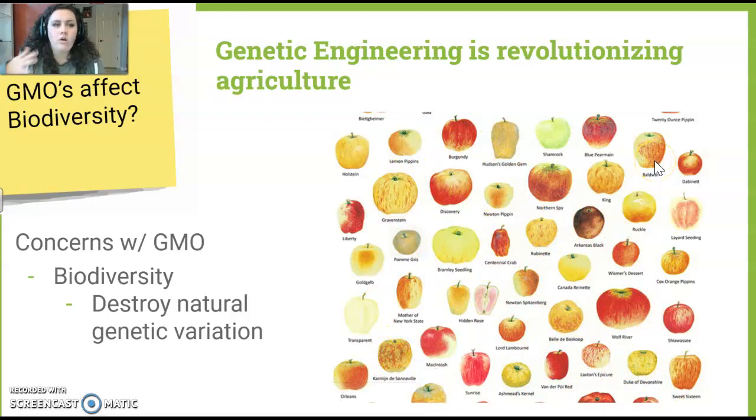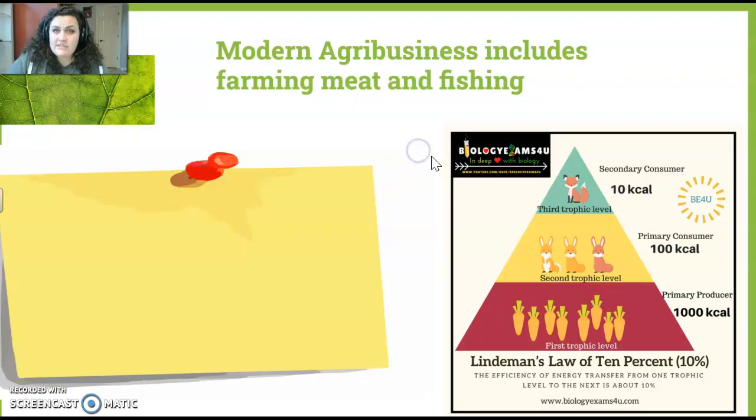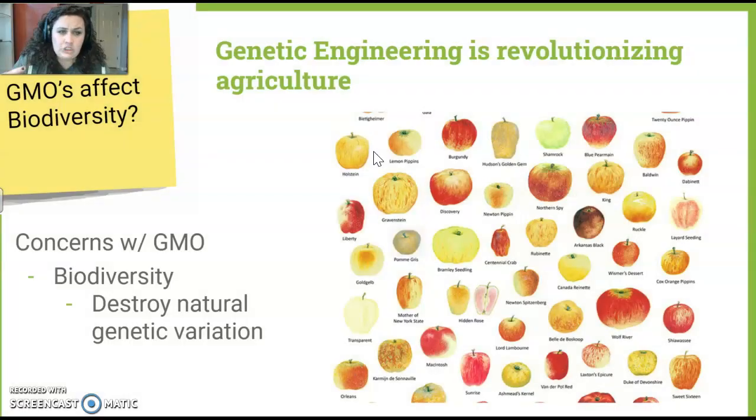So overall, over time, your genetic variation is going to decrease, because apples with platypus DNA in them, that's not natural variation, okay? So that is a real concern, losing that natural genetic variation that you have there.